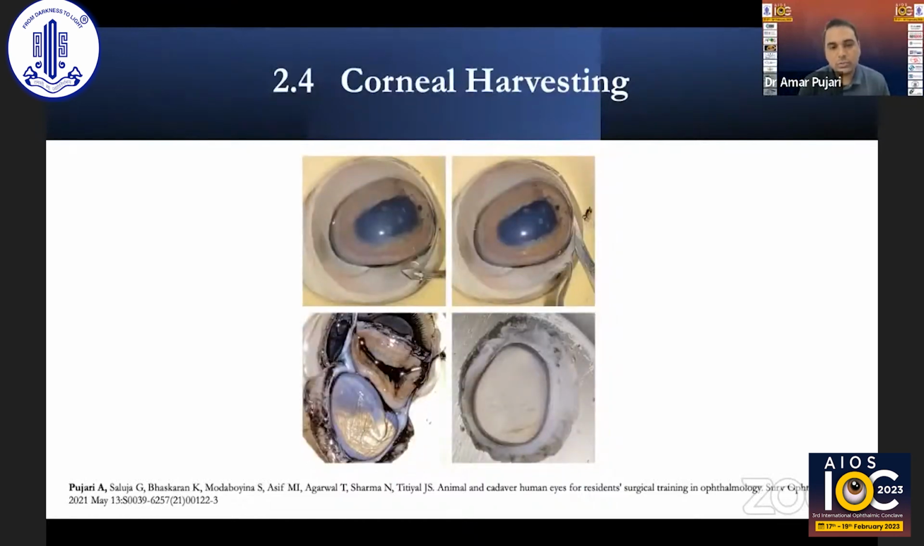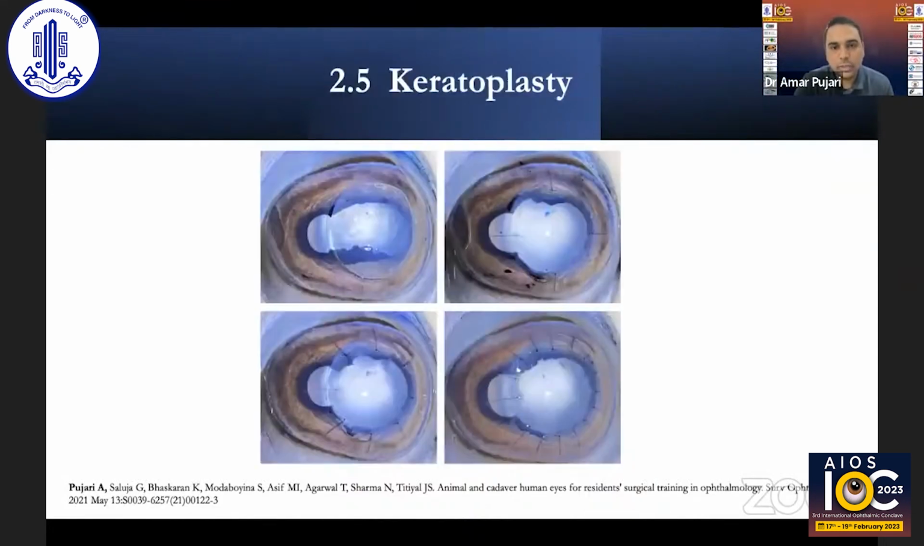In addition, the residents who are going to be posted in the National Eye Bank, who are going to assist in eye retrieval or corneoscleral button retrieval, we demonstrate to them how the systematic retrieval is done. After that orientation, we give them a few hands-on experiences in the wet lab. Then they are allowed to accompany the surgeon who is going to retrieve the eyes.